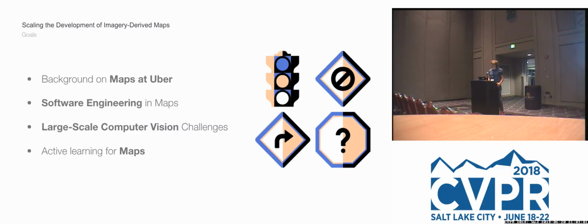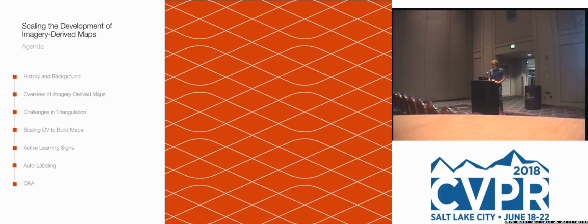I'll give a little background on some of our mapping efforts at Uber. I'll talk about some of these software engineering challenges that we have in the area of maps. I'll scale these challenges to computer vision at a large scale, and what are some unique things that we've come across in this space. And then I'm going to spend some time talking about active learning. I think active learning in our world is very much an engineering challenge, and doing it well requires a lot of software workflows. So I'll spend some time talking about a lot of the practical applications of those things.